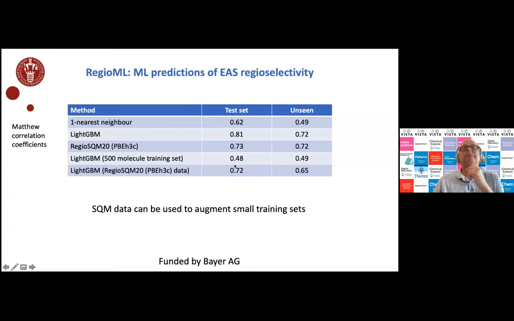Well, if you train your machine learning model on this small data set, you get a very, very poor performance, both for the test set and the unseen data set. So what can you do then if you don't have any more experimental data? Well, you could generate more data, synthetic data, using quantum chemistry. And this is what we've done here. We've generated the data for the training set, thousands of data points, and then we fitted the LightGBM model to this. And as you can see, we're basically able to reproduce the performance of the quantum mechanical calculations.